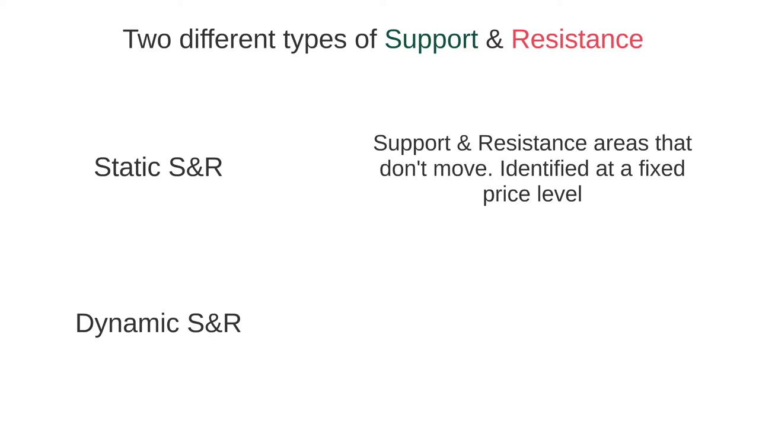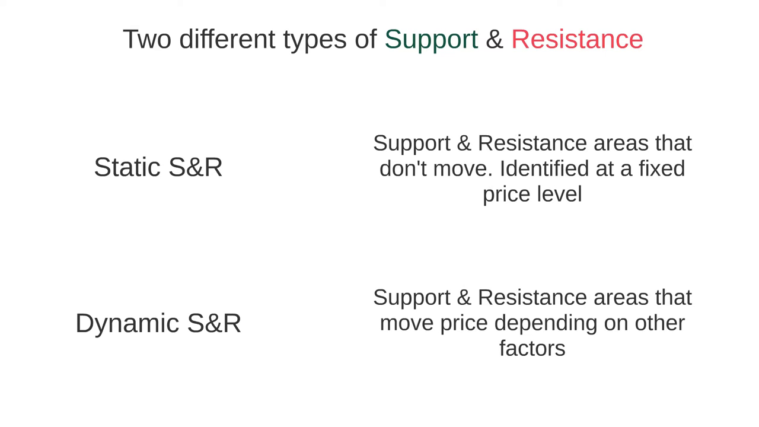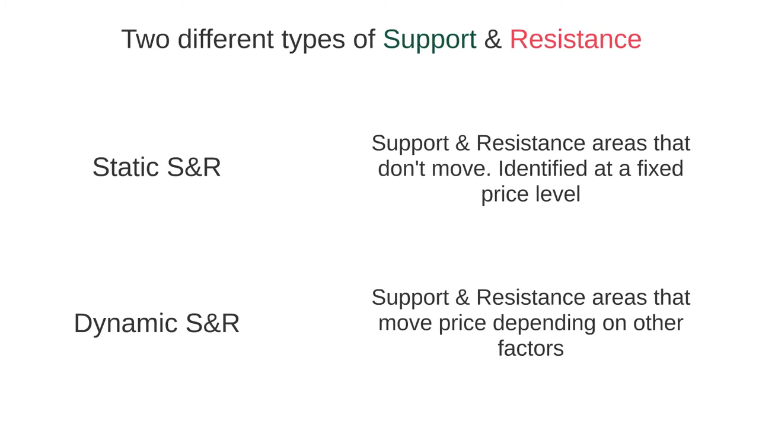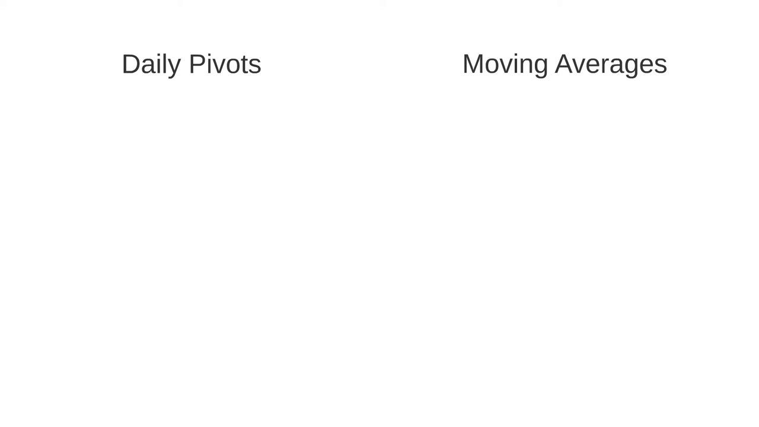Dynamic support and resistance is the opposite. It refers to support and resistance levels that move. They are not at a fixed price. I use two types of dynamic support and resistance areas as part of my trading strategy, which are daily pivots and moving averages, and these levels change regularly.